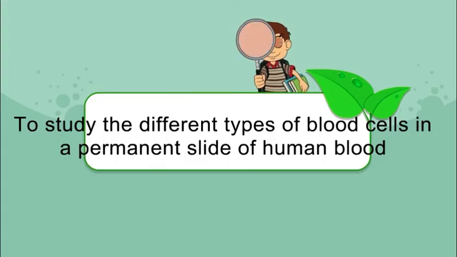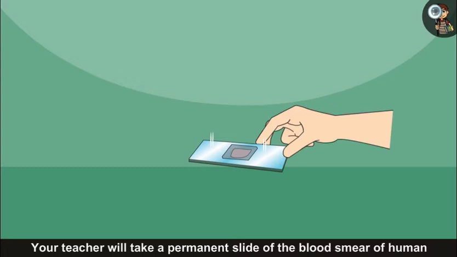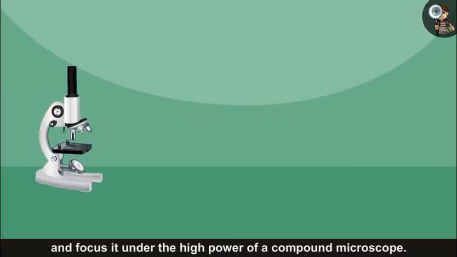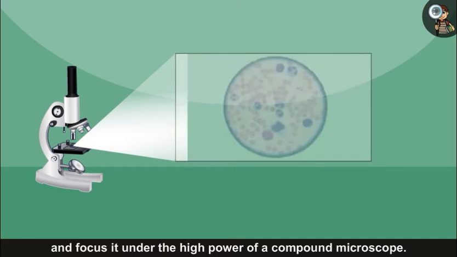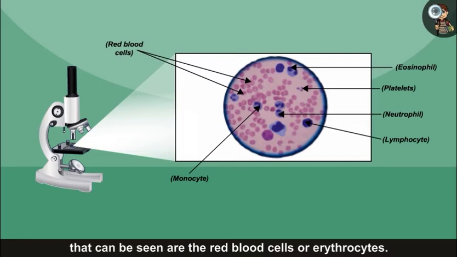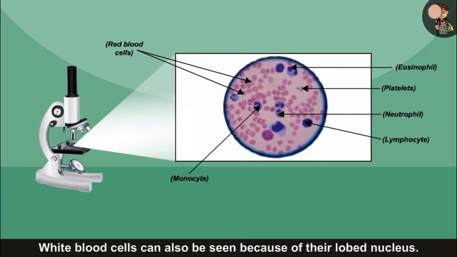The different types of blood cells in a permanent slide of human blood. Your teacher will take a permanent slide of the blood smear of human and focus it under the high power of a compound microscope. The numerous enucleated circular disc-shaped cells that can be seen are the red blood cells or erythrocytes. White blood cells can also be seen because of their lobed nucleus.